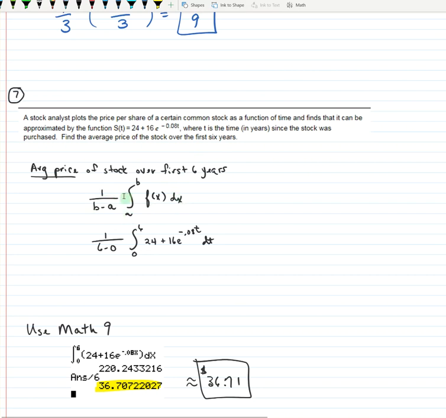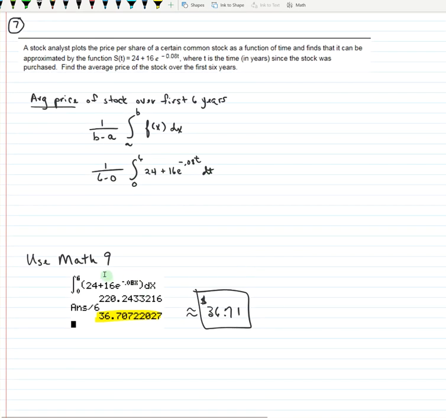So here's the formula. So we got 1 over 6 minus 0, integral from 0 to 6, put your function in there, and it's dt. Now, if you use Math 9, I've shown you what it looks like. 0 to 6, 24 plus 16e to the -0.08x dx. You get 220.24, some stuff here. You have to remember on the outside you had 1 over 6 minus 0, so you're going to divide by 6.